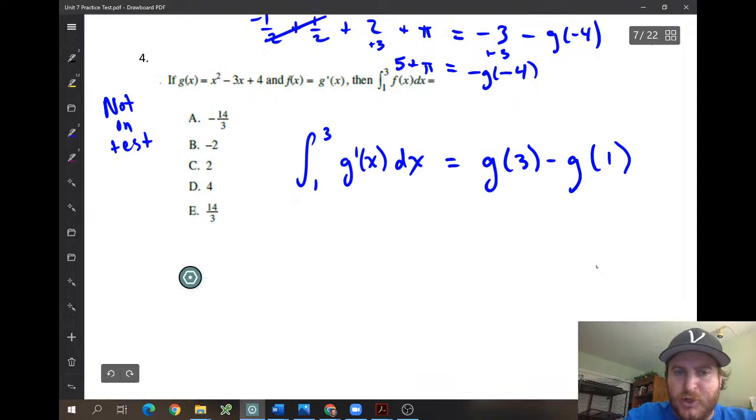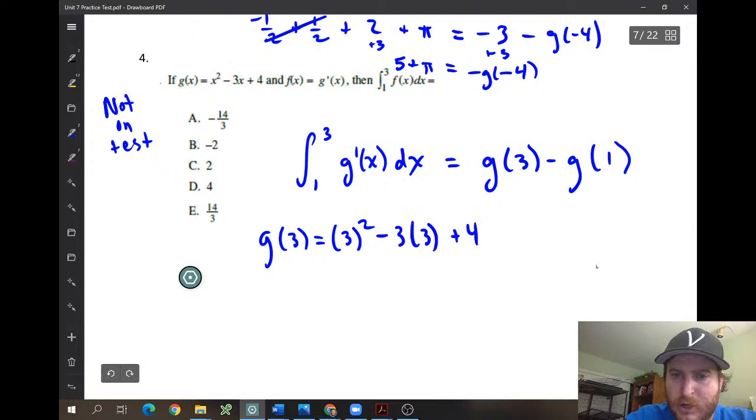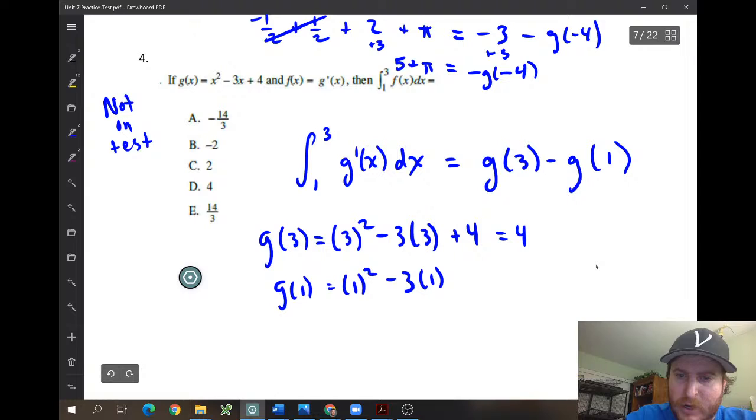So I could just do g of 3 is x squared minus 3x plus 4. And I get 4. Then I could do g of 1 would be 1 squared minus 3 times 1 plus 4. That's 2. And so this would be g of 3 was 4 minus 2, and I would get the answer of 2.